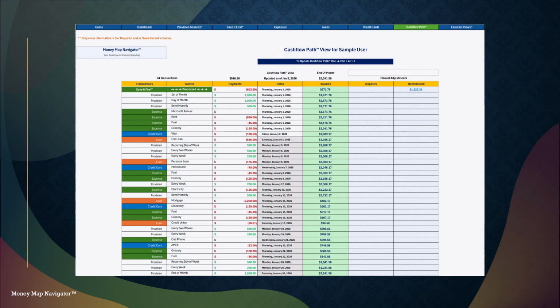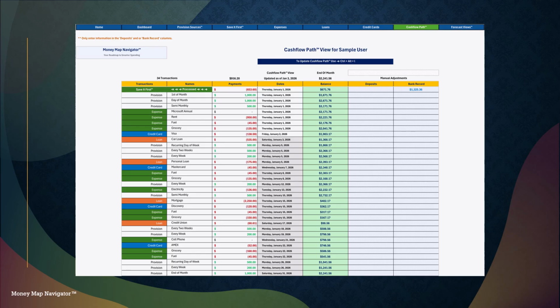Cash flow path, also called CP. This is the execution layer of Money Map Navigator. Up to this point, you've entered your inputs: your income, save it first, expenses, loans, and credit cards. Cash flow path is where those inputs stop being numbers and become a realistic, month-ahead plan. This is where you see your cash flow path clearly: what comes in, what goes out, and what actually remains.